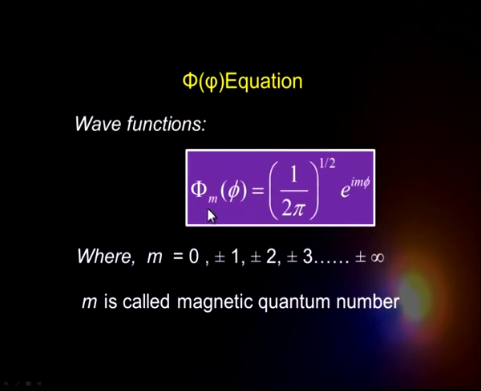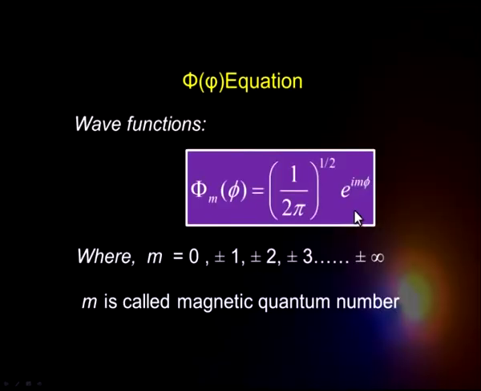Similarly, when I solve the differential equations, the r equation, theta equation and phi equation, I get what is called a solution, the wave functions. So when I'm solving the phi equation, I get a series of wave functions which I call phi m, and they depend on the variable phi, and have an expression of this kind: 1 by square root of 2 pi, e raised to i m phi. We're not bothered about the expression here. What we are interested in is the meaning of this. The meaning is that I am getting a series of solutions, that is, there are infinite number of solutions for which this equation is valid.